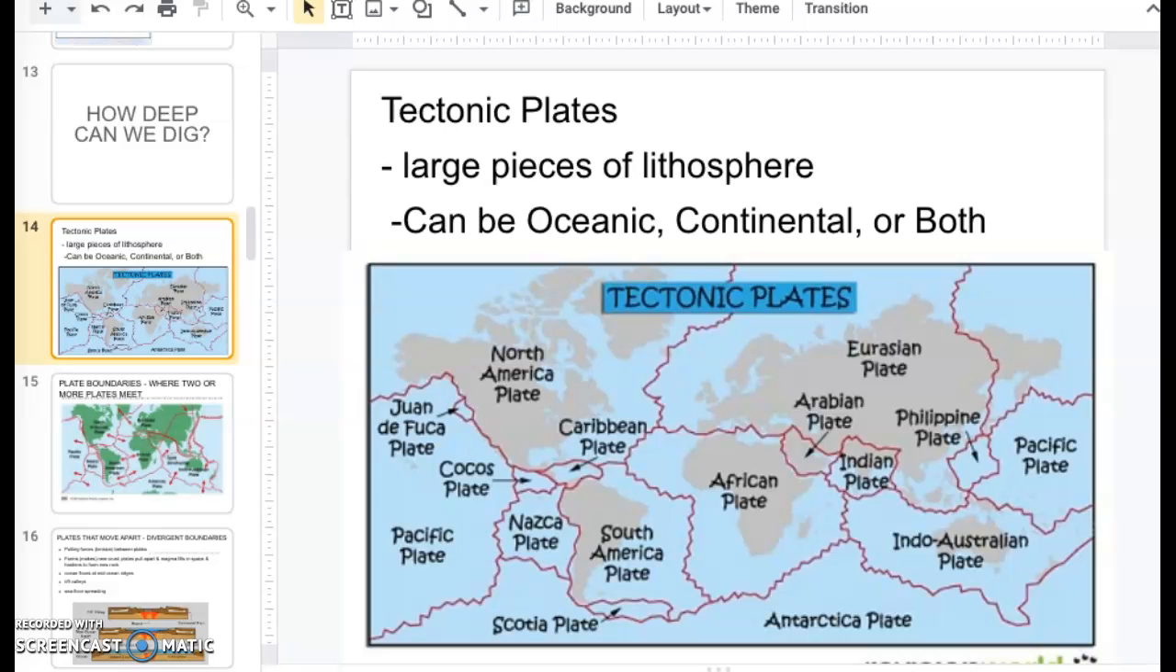Hey guys, today's notes are on tectonic plate boundaries and movement that occurs at these boundaries. Before we go into today's notes, I want to show you a little bit about your Monday assignment.